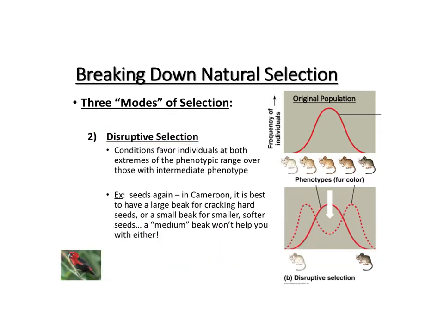The second mode of selection is called disruptive selection. This is where we disrupt our bell.